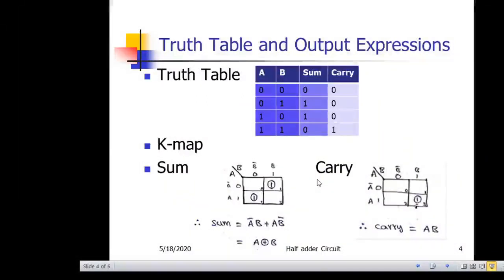Now in the same way, we have to get the expression for the carry using K-map. So we need to consider a two variable K-map again with the same input variables A and B. In the truth table, whenever carry is 1, that means when A is 1 and B is 1, the carry is 1. So in the K-map, there is only one entry. The prime implicant value is equivalent to sideways A and topwise B. So the expression for the carry is equal to A dot B.